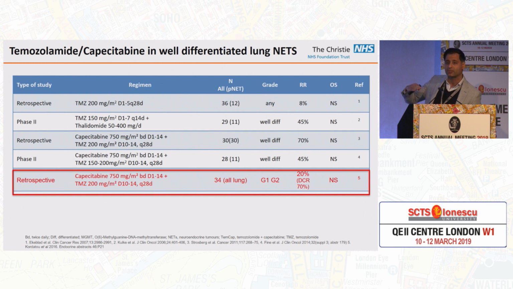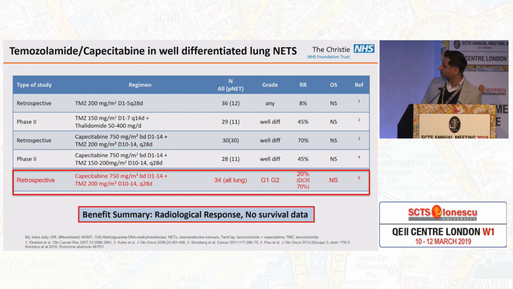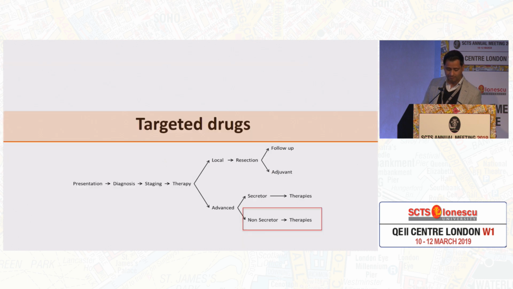So getting a cancer to stop growing in these cancers is much more important than trying to shrink the cancer. Okay, and so it certainly seems to be a very active agent. But to develop any trial like this, you need the pathway. So in summary, the benefits of this treatment are radiological response. We seem to be able to shrink the cancer in about a fifth of patients, but there is no survival data, which is a shame.